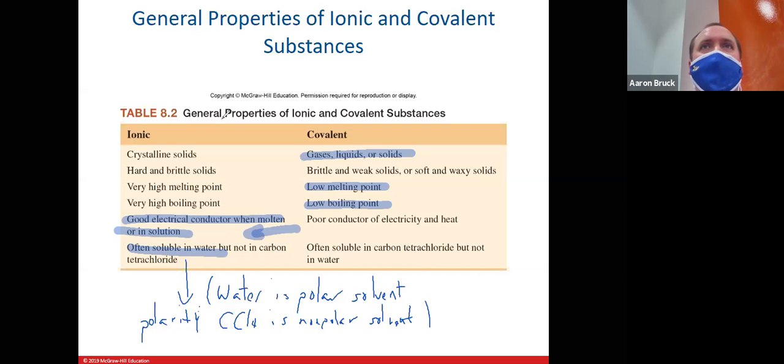Most of what makes up you is covalent compounds. Those covalent compounds and their inability to dissolve in water makes it so that you can exist on cloudy, rainy days and not have to worry about dissolving away.